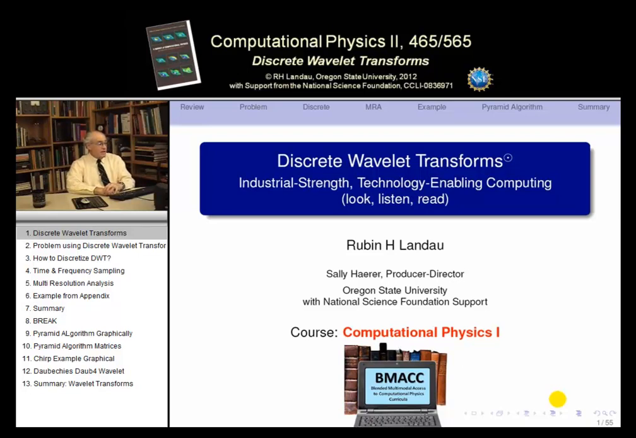Today we'll talk about the discrete wavelet transform. So this is a continuation, the last lecture we have on wavelets. The discrete wavelet transform is different from the others, in part because it's really industrial strength wavelet transformation. And it's a technology enabling computing. And as you'll see, when we get to do that, it tends to get a little more technical, maybe some more details, a little more abstract than the basic wavelet idea.